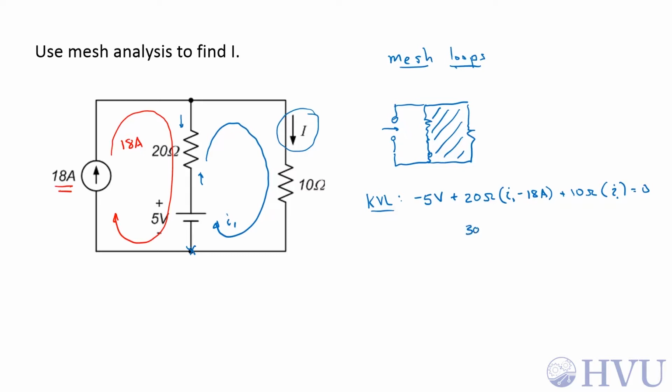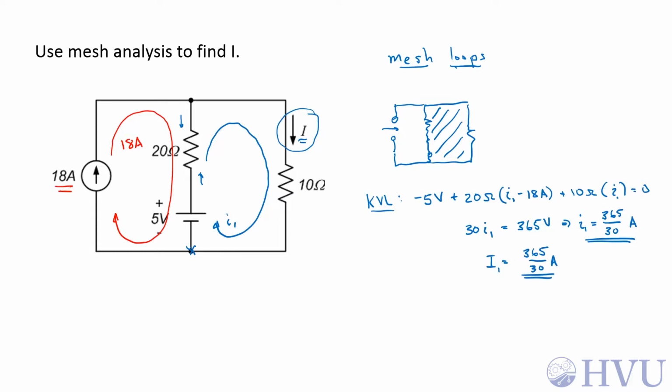Doing the algebra, 30 I1 is going to be equal to 20 times 18, which is 360, minus 5, take it to the other side, will be 365 volts. So I1 is going to be 365 over 30 amps. In this approach of doing the problem, the current I that I want is just the same as I1, so I1 is 365 over 30 amps.